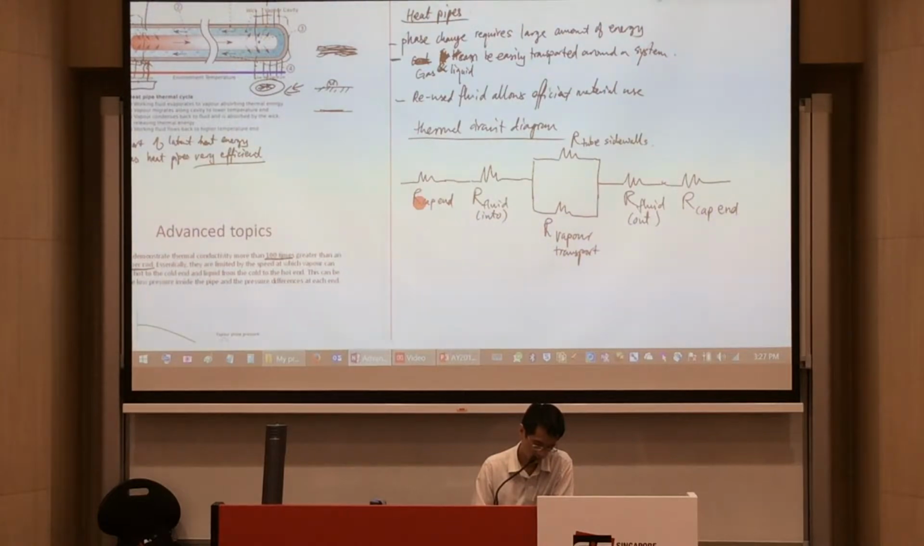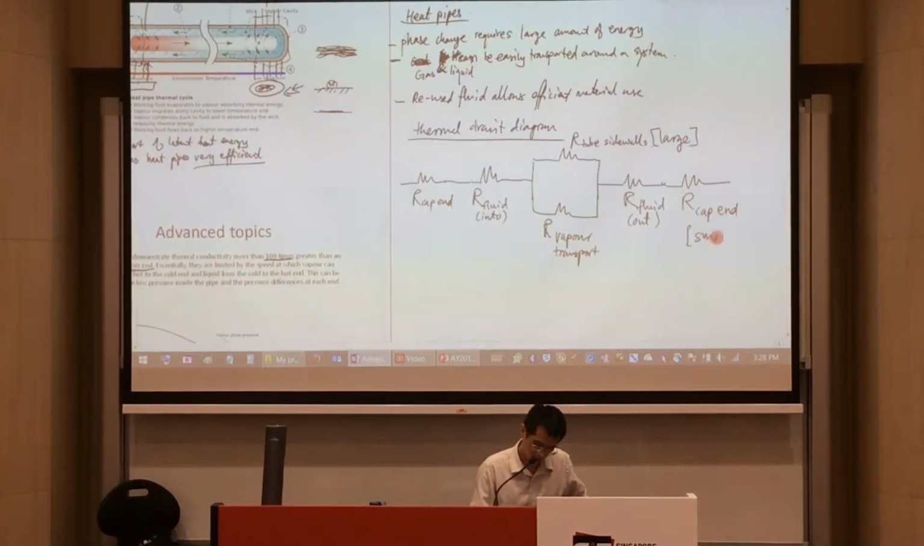It's not going to be the cap end, so you have 1, 2, 3, 4, a 25% chance of getting it right. Which one do you think will be your largest resistance? Side wall, because the side wall would have a large surface area. So this one will be large. Relatively, everything else is pretty small.